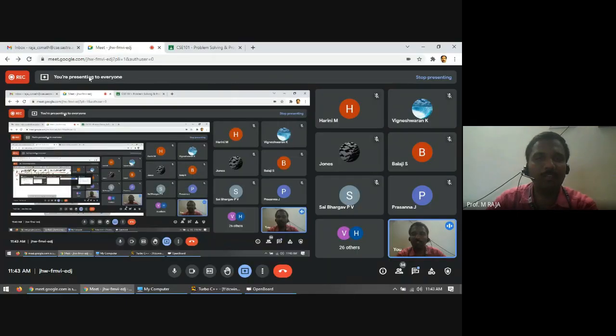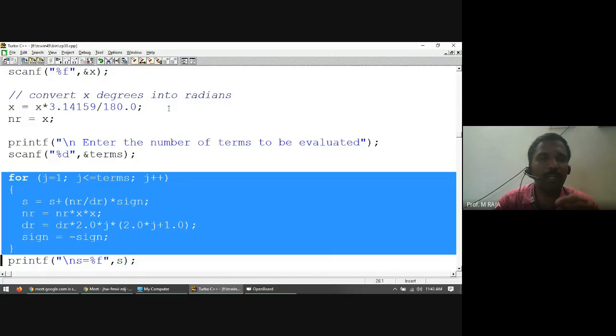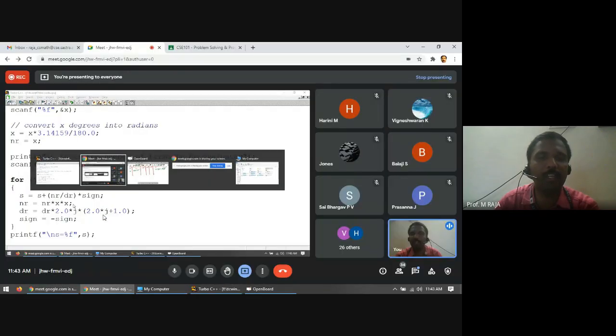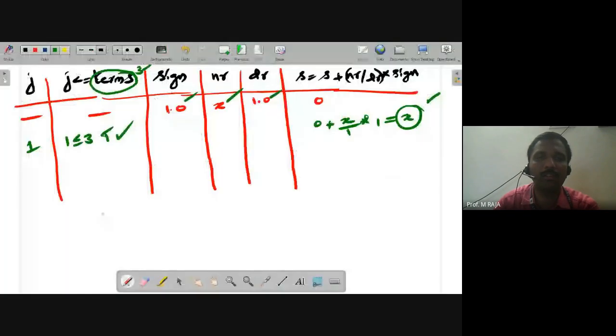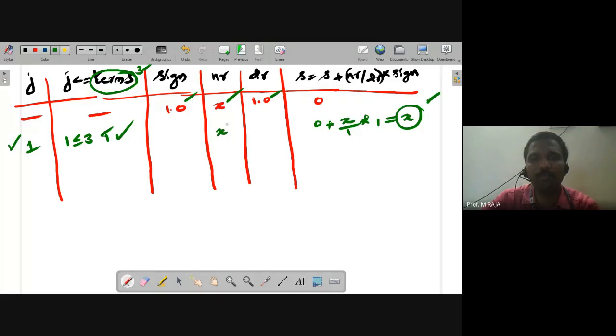After this update, we are making three important things. One is updating the variable numerator. Numerator is updated to numerator into x into x. Have a look into this statement. Numerator is updated to numerator into x square. So I update the numerator when j is equal to 1 itself. So numerator into x square means this becomes x power 3.